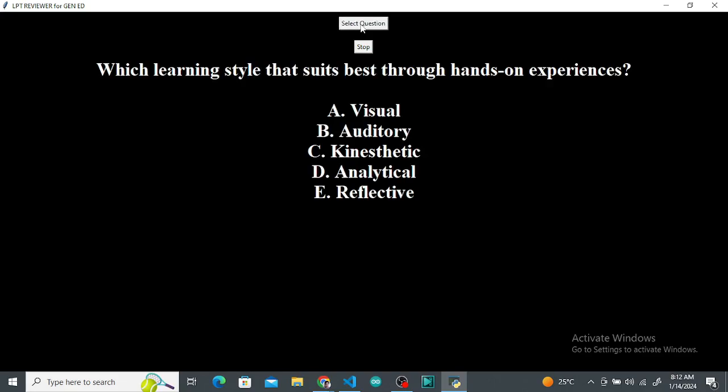Which learning style suits best through hands-on experiences? A. Visual. B. Auditory. C. Kinesthetic. D. Analytical. E. Reflective. The correct answer is kinesthetic.